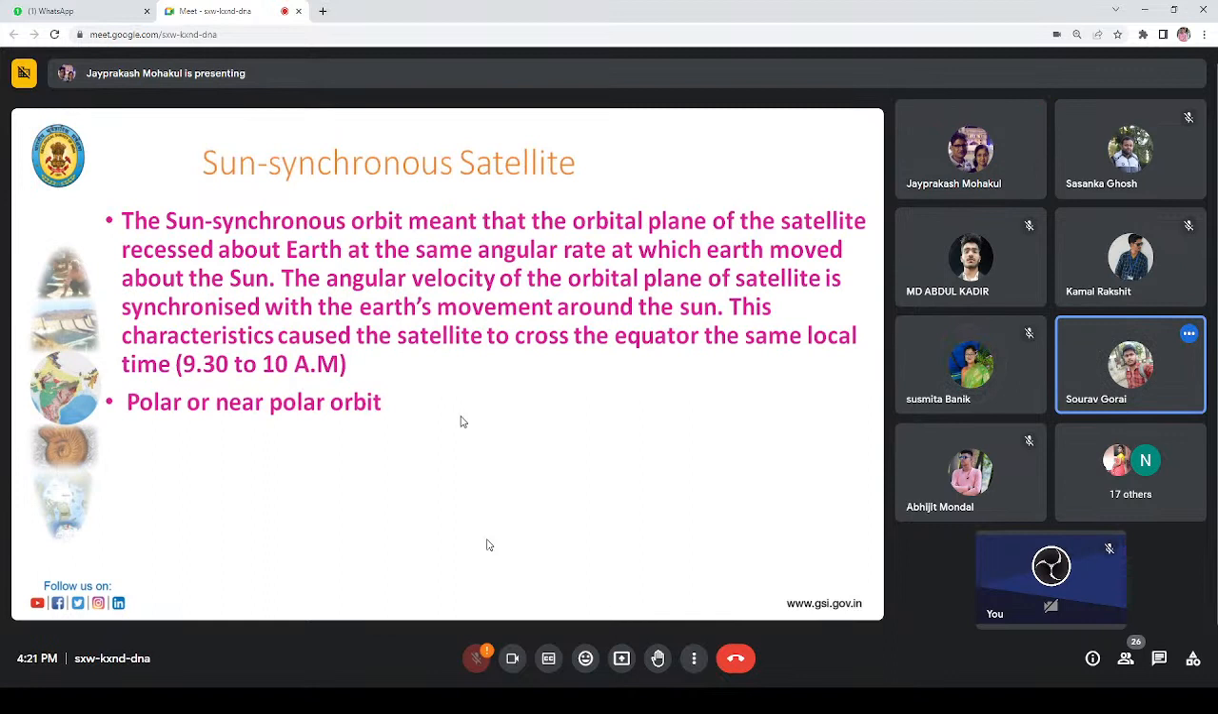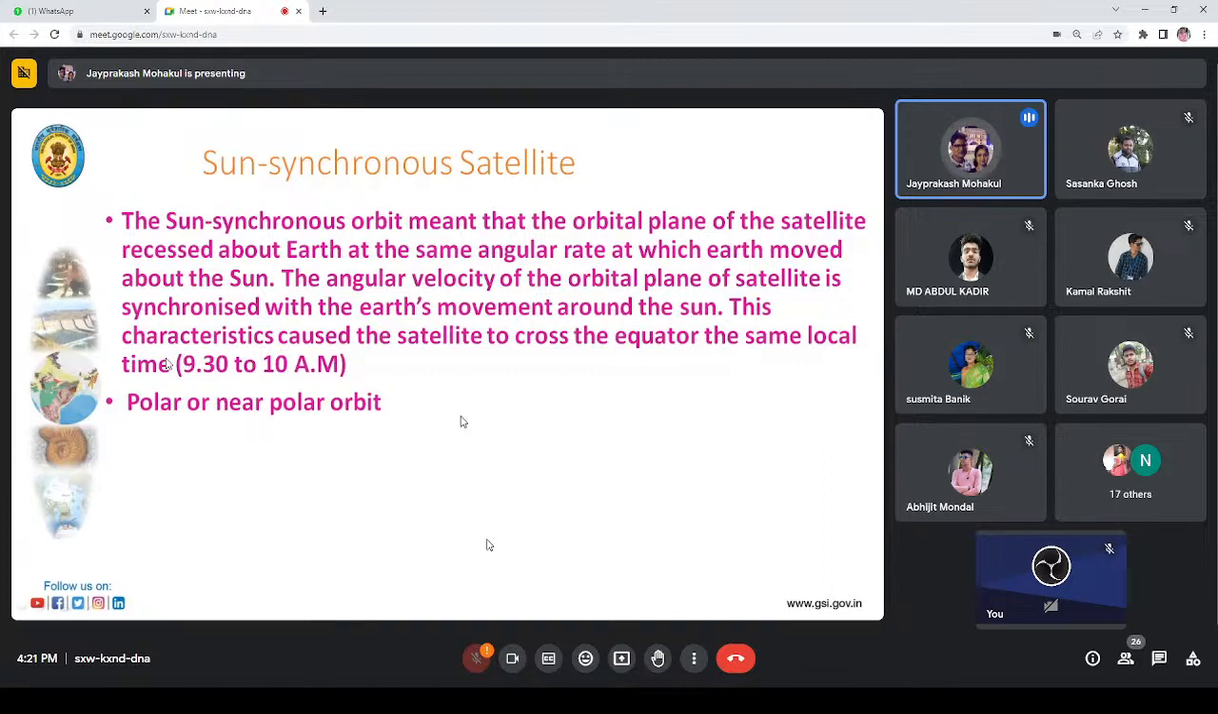So this is what I was telling you about the sun synchronous satellite. It means that the orbital plane of the satellite precesses around the Earth at the same regular angular rate at which the Earth moves around the sun. The angular velocity of the orbital plane of the satellite is synchronized with the Earth's movement around the sun. This causes the satellite to cross the equator at the same local time, 9:30 to 10 a.m. At places it can vary also.